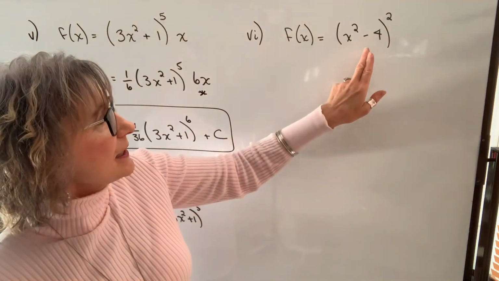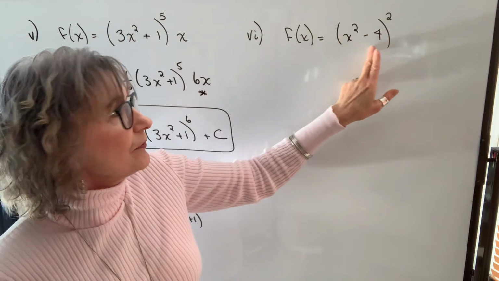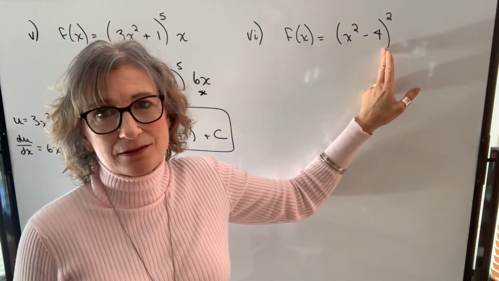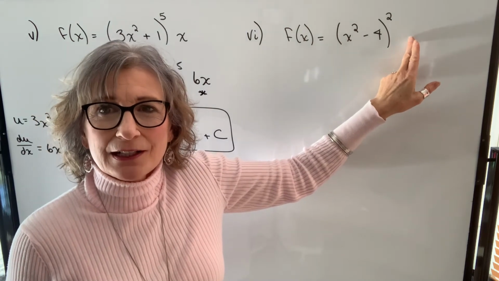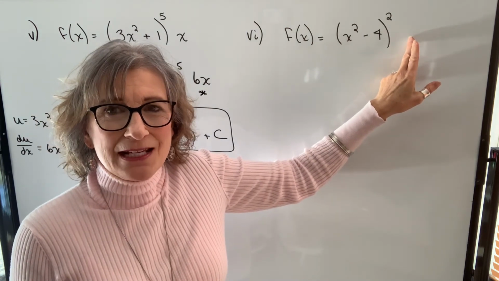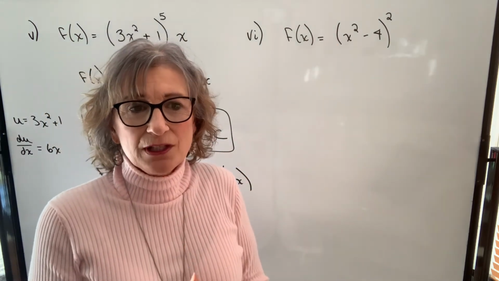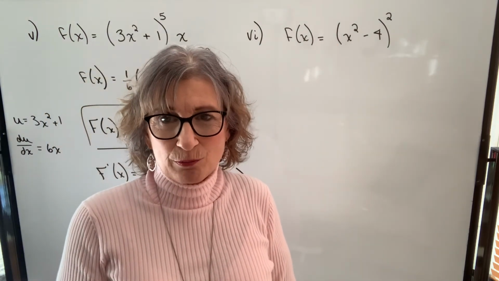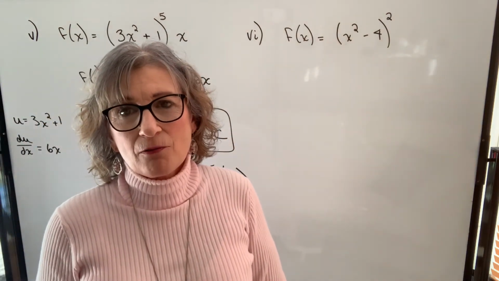In my next example, same idea, except in this case, the derivative of x squared minus 4 is 2x. I don't have 2x, but most importantly, I don't have an x. I need that x there. I can't make it up. You can't make it up and then divide by it. It's only the coefficients that you can play around with. So right now I can't find the antiderivative when it's in that form.